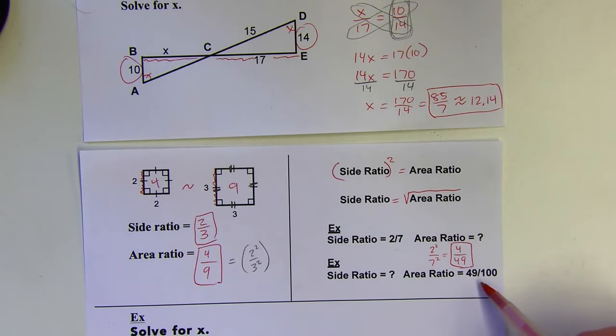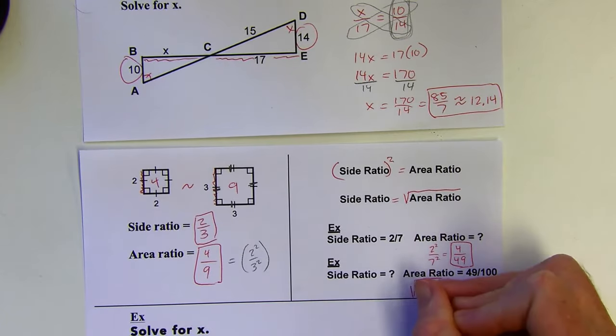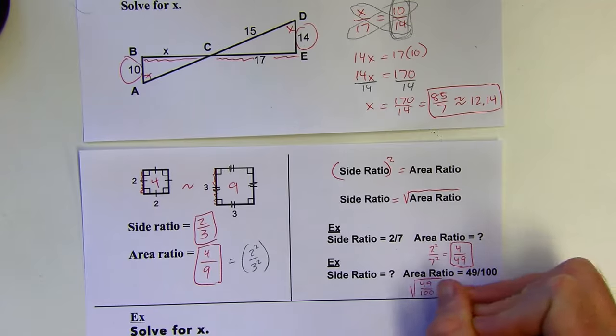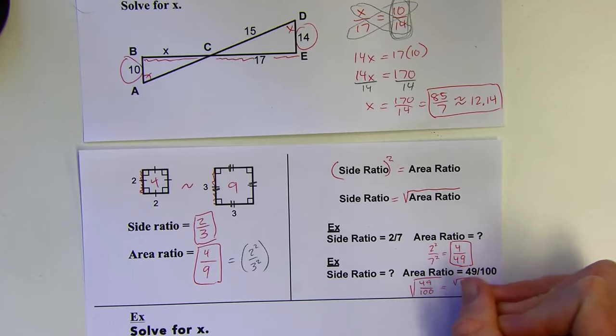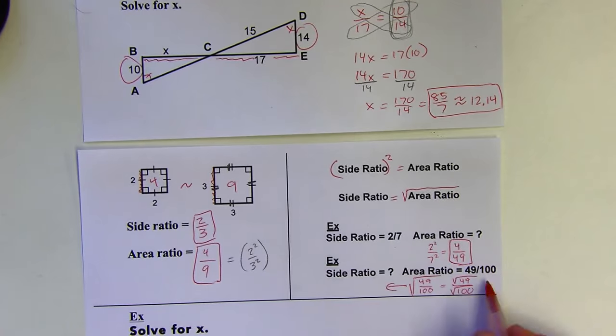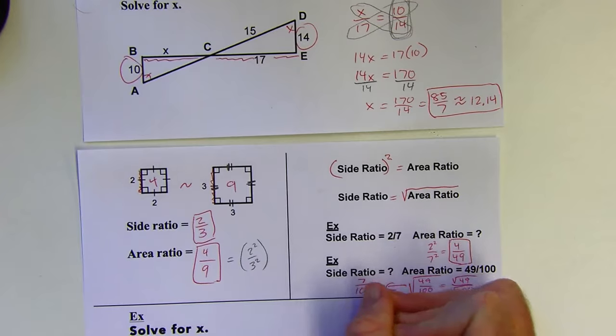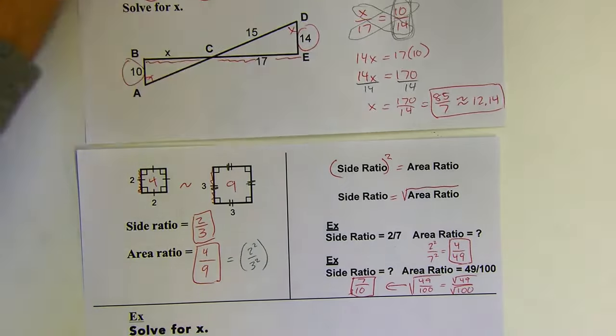So this one, here I've got 49 over 100 for the area ratio. So I'll just take the square root of that. Now you could write it like this if you like, but just remember you can split that like so. And this is going to be the side ratio. I'm just taking the area ratio and taking the square root of it. The square root of 49 is 7, and the square root of 100 is 10. So I've got 7/10, and that is my side ratio there.